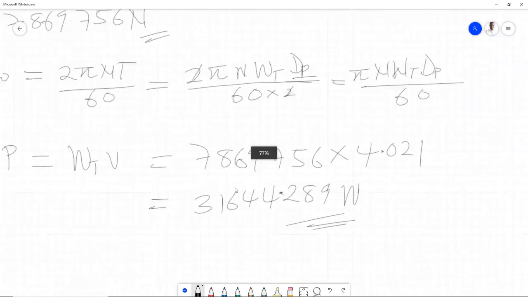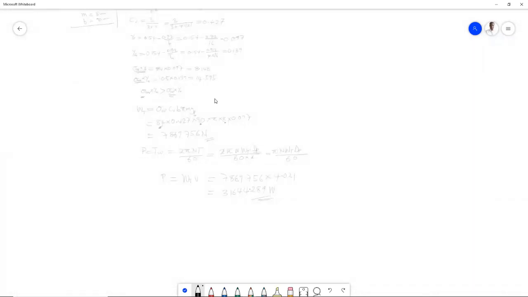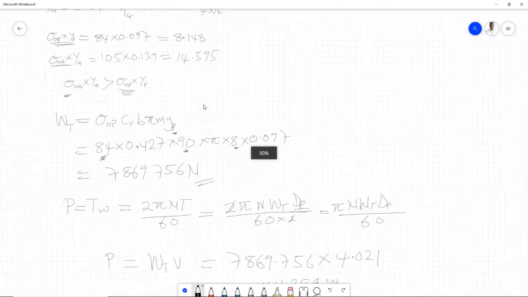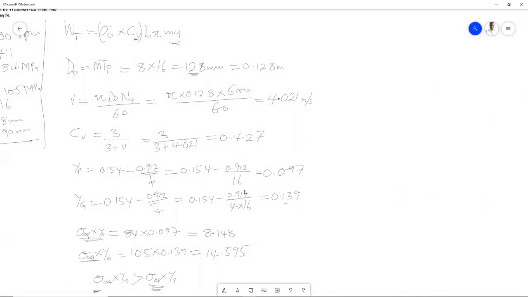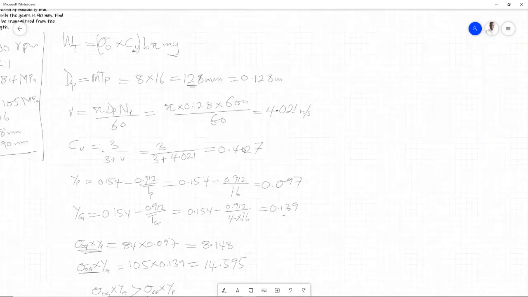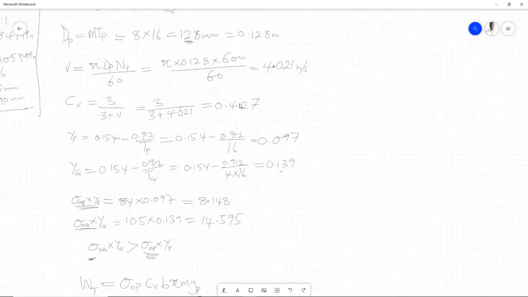Yes, sir. All right, so that's what we have. So in summary, we determine the DP, the pitch circle diameter. We obtain the pitch line velocity. And from the pitch line velocity, we're able to identify which equation for the velocity factor to use. And this one is less than 12.5 meters per second. So the velocity factor to be used is this one here.